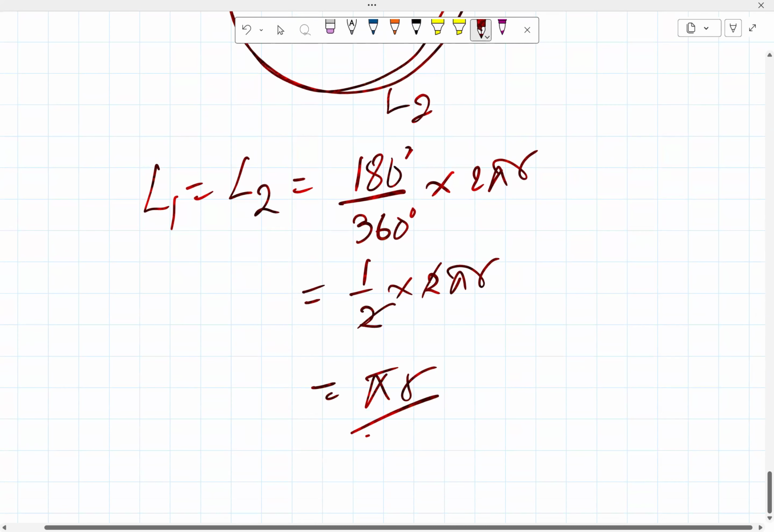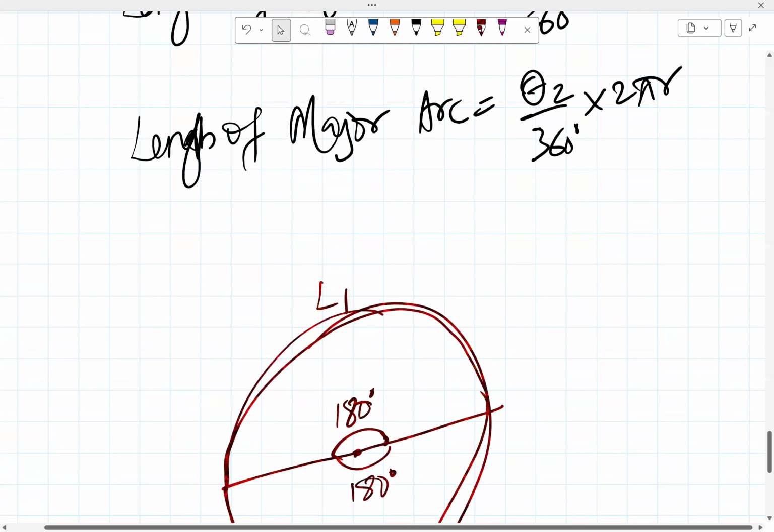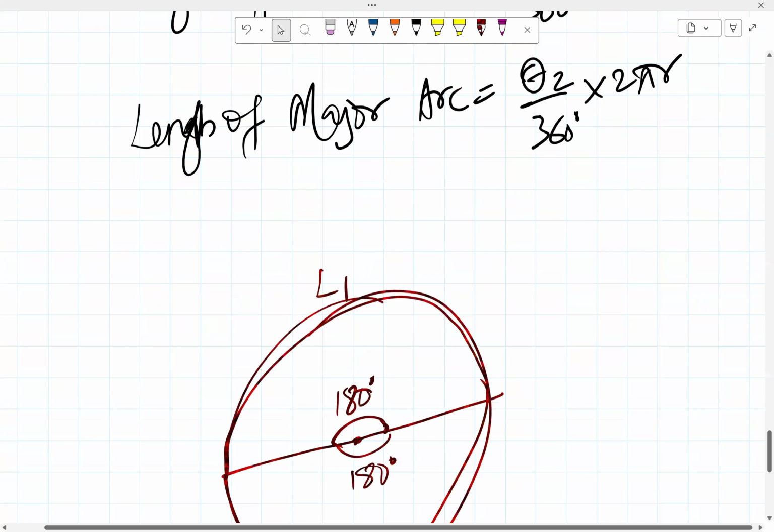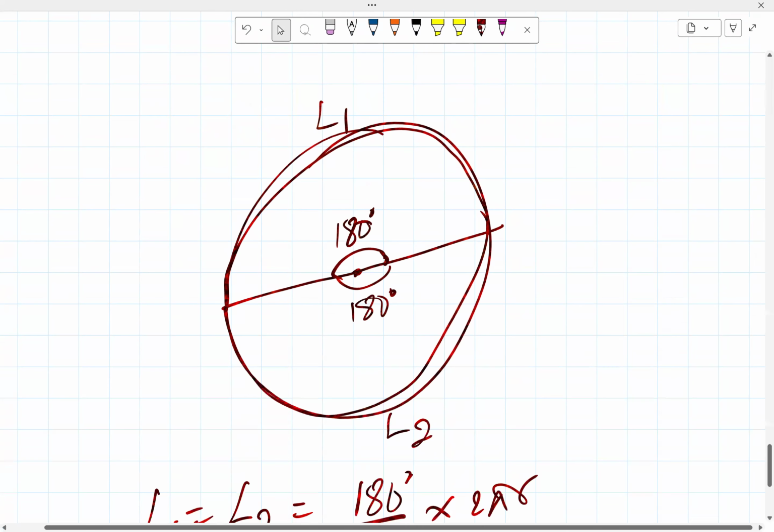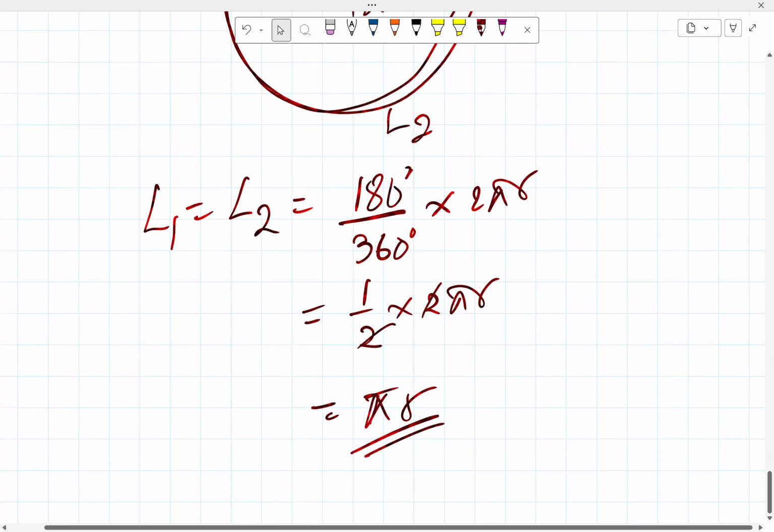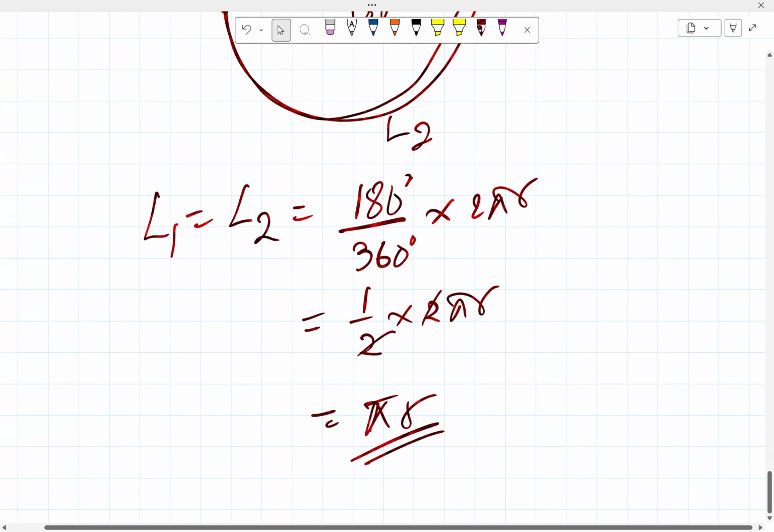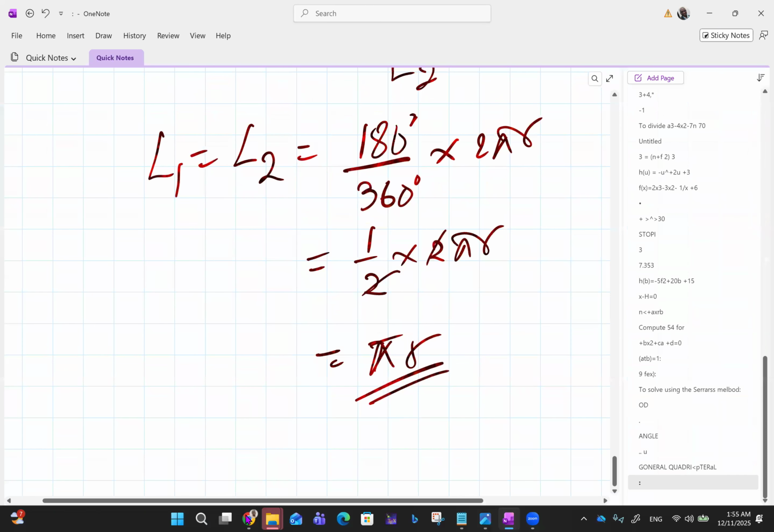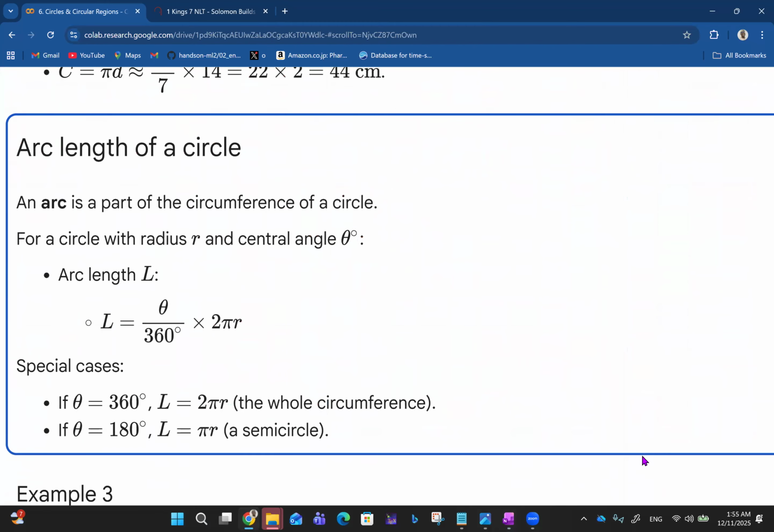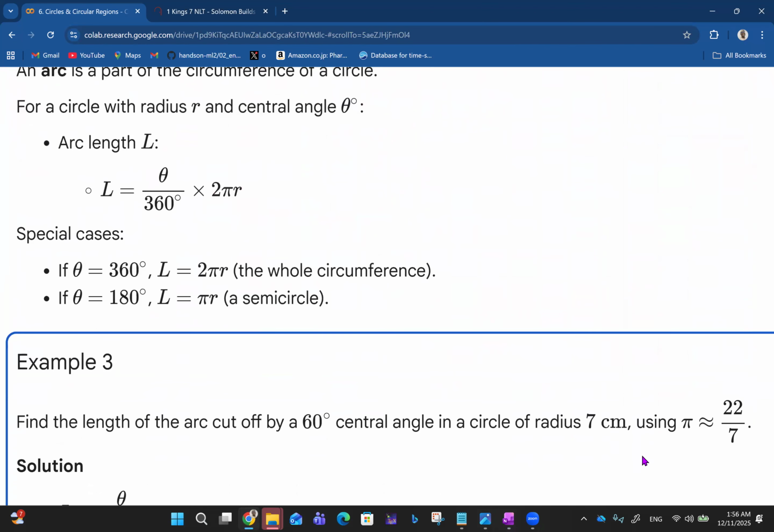So it means that the length of the arc formed by half of the circle is actually pi r, because the total circumference is 2 pi r. So just divide by 2. That's 180 degrees. So that's basically the concept we are seeing here. So the length is pi r for a semicircle.